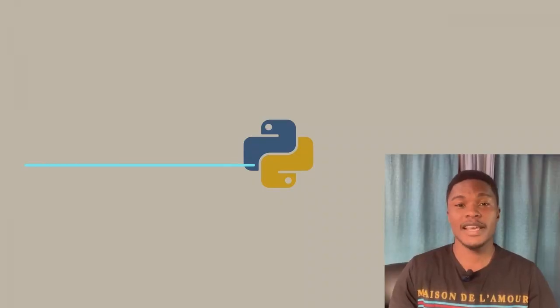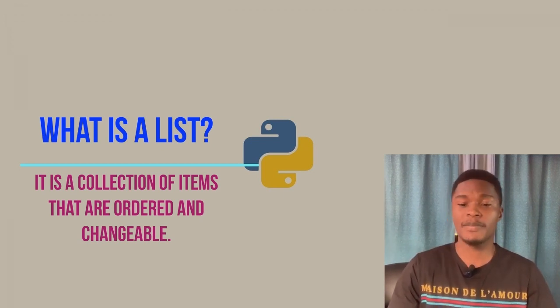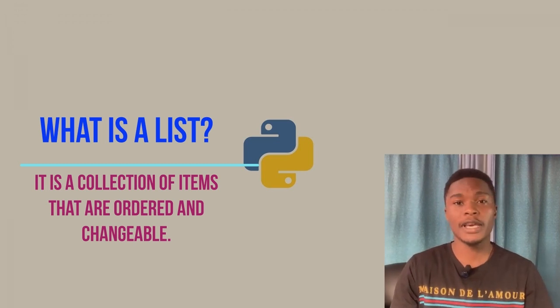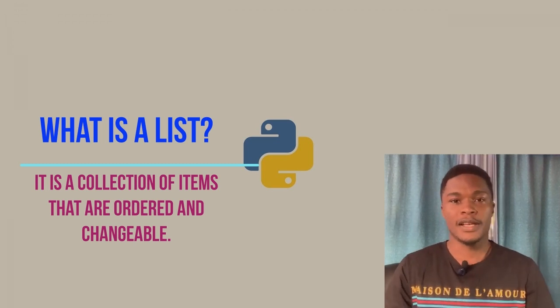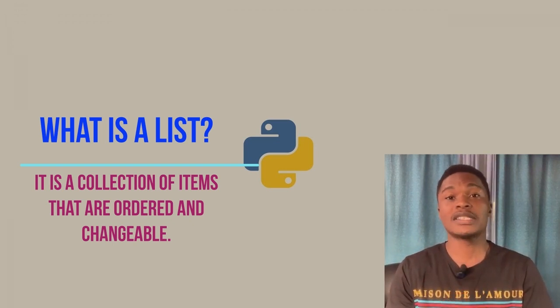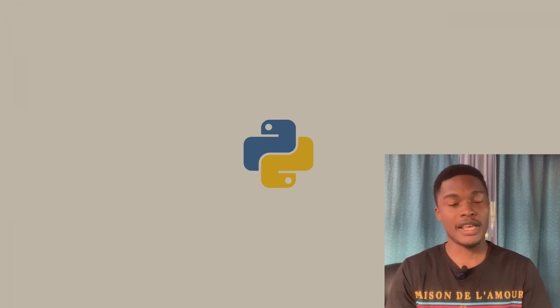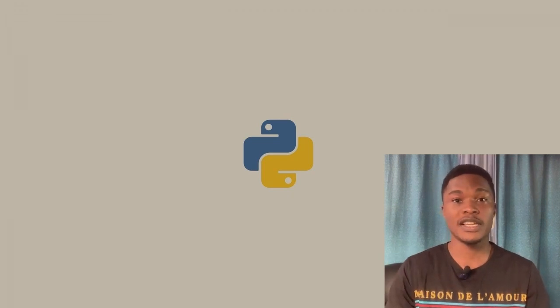So what is a list in Python? When we say a list in Python, it simply means a collection of items that are ordered and changeable. So what are the keywords there? The items of a list are ordered, and at the same time they are also changeable, meaning that you can change the items in a list. Of course, we're going to be seeing more things on lists as we proceed in this tutorial.